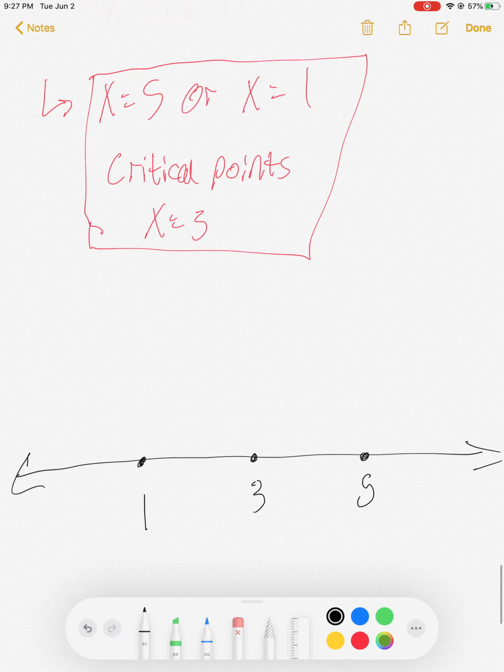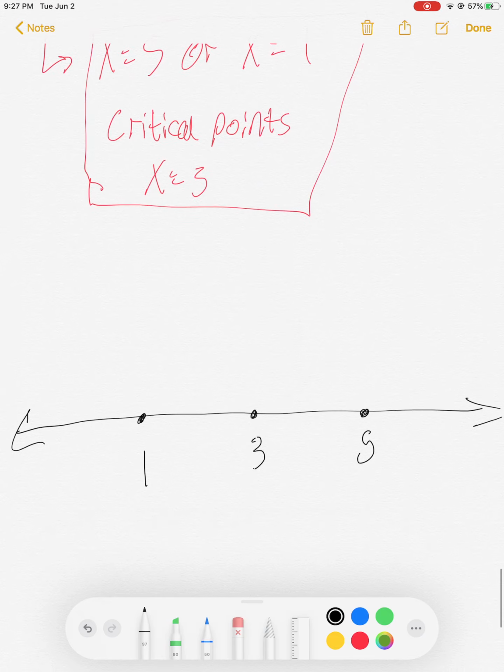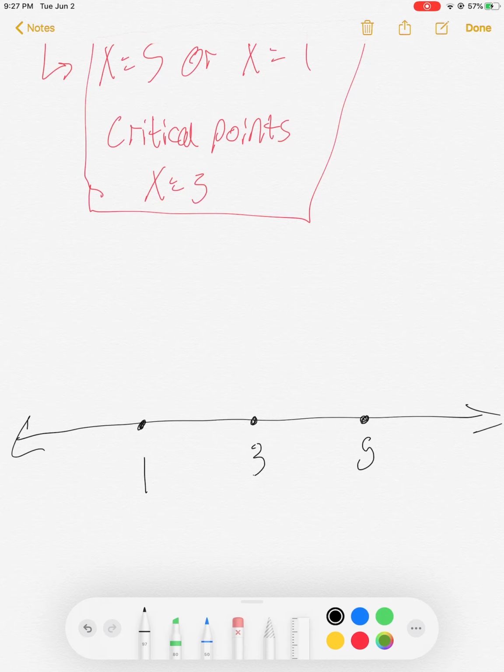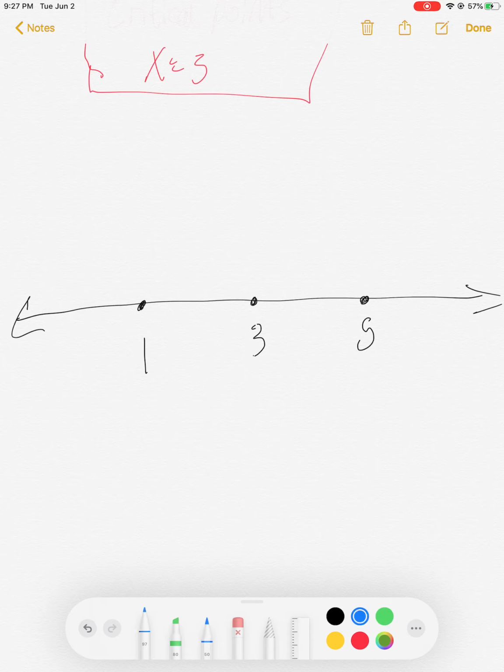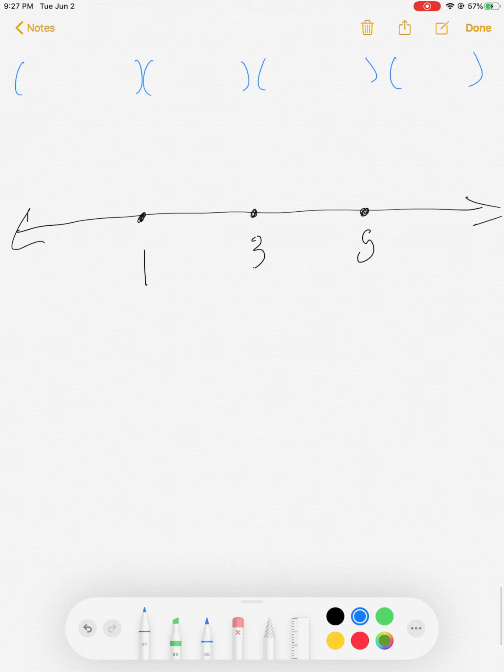Now our function is defined for all real numbers except for 3, excuse me. So we don't have endpoints that we need to check. Remember, we usually need to check endpoints for maximums and minimums. But here we have no endpoints, so we don't need to check the endpoints. However, we are going to have to check these intervals. Let me sketch out our intervals again: from negative infinity to 1, from 1 to 3, 3 to 5, and 5 to infinity.